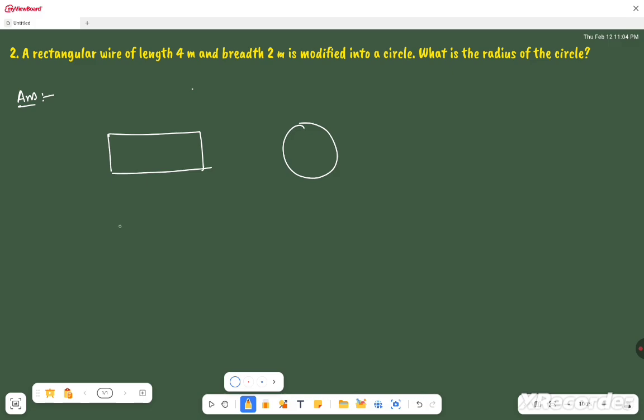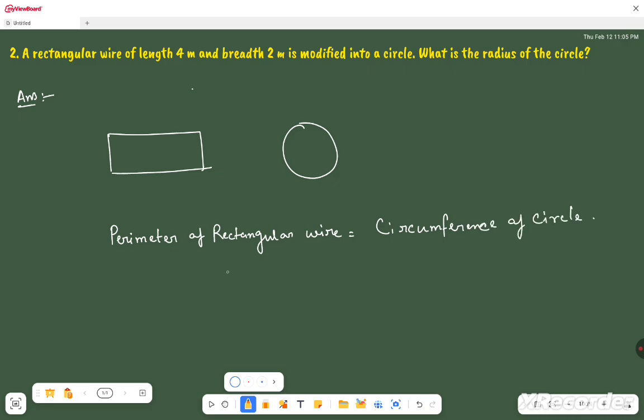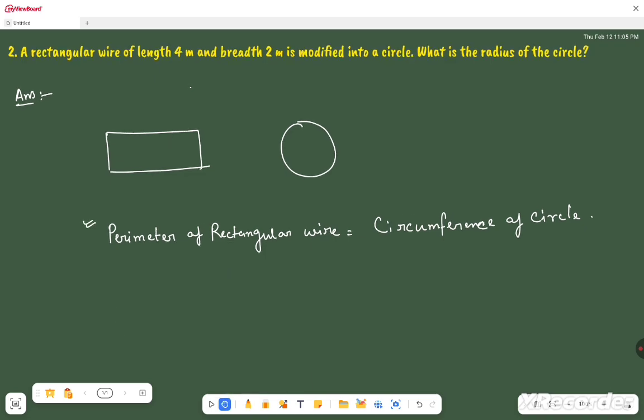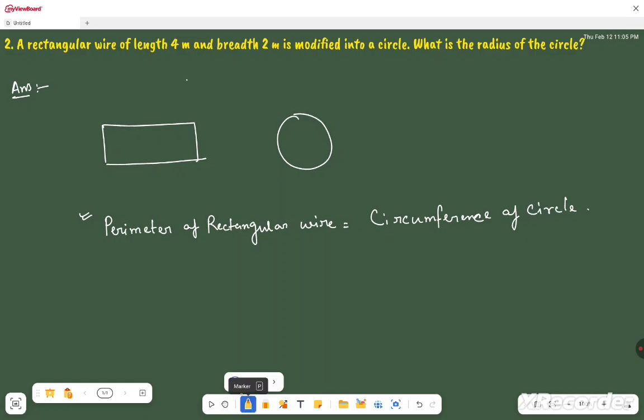That means, can we say the perimeter of the rectangle, that is the rectangular wire, is equal to the circumference of the circle? Can we say this? Yes, we can say. And this is actually the main concept lying in this question. That is, you have to equate the perimeter of the rectangular wire with the circumference of the circle. After this, all the thing will be absolutely clean and clear.